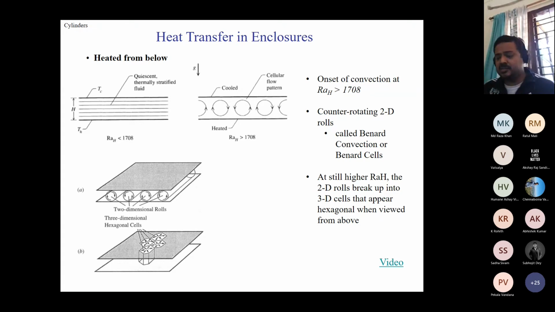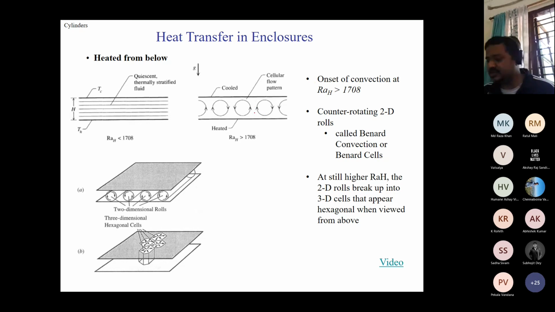But then as the Rayleigh number increases beyond 1708, exactly 1708, the convection currents set in. The gravitational forces become strong enough compared to the viscous forces, and therefore the air starts moving in what are called natural convection loops or cells. This is the flow pattern. The flow rises, gets cooled, comes down. Flow rises, gets cooled, comes down, and this is how things happen.